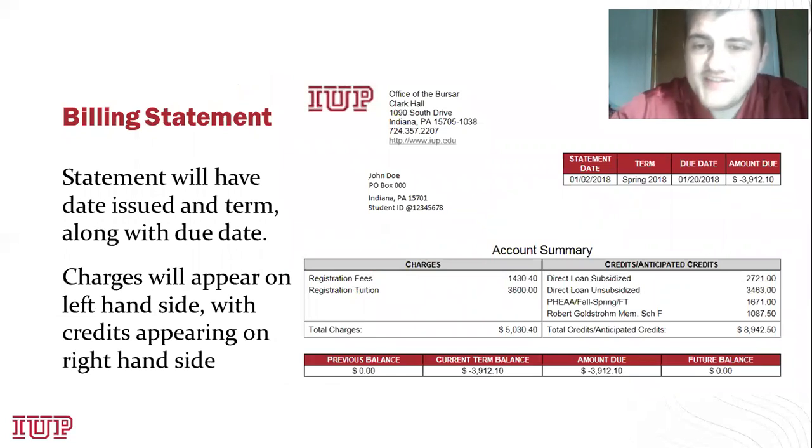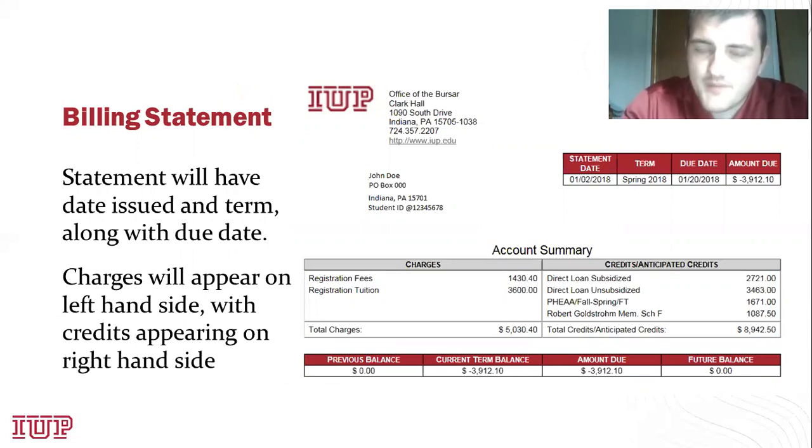This is what a billing statement would look like. It's going to have a statement date and the term and the due date. The due date will always be the 20th of the following month. The charges will always appear on the left-hand side of the statement, credits on the right-hand side. In this case, you see the credits are greater than the charges for this student.